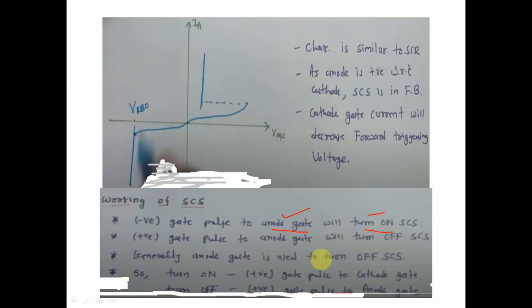Generally, the anode gate is used to turn off SCS. Basically, the anode gate is used to turn off SCS. To turn on SCS, a positive gate pulse is applied to the cathode gate, and to turn off SCS, a positive gate pulse is applied to the anode gate.